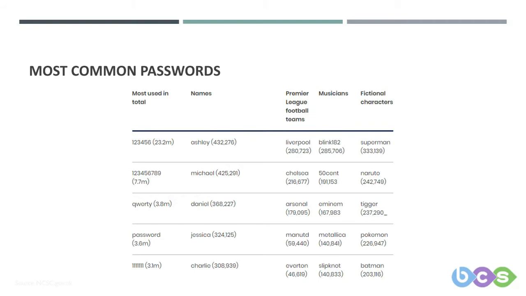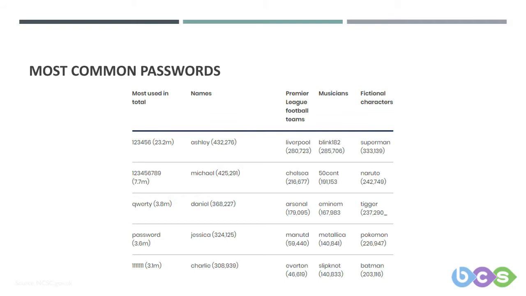You can see in the sort of second column you've got a list of popular names there. Ashley's been used 432,000 times, and you've got Michael, Daniel, Jessica, Charlie. You've got Premier League football teams. Most people have a football team they support. It's the most popular sport in the country. And as you can see there, people are using Liverpool. They're one of the more widely supported teams, as is Chelsea, Arsenal.